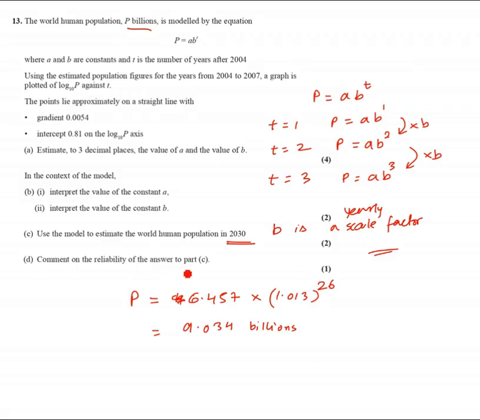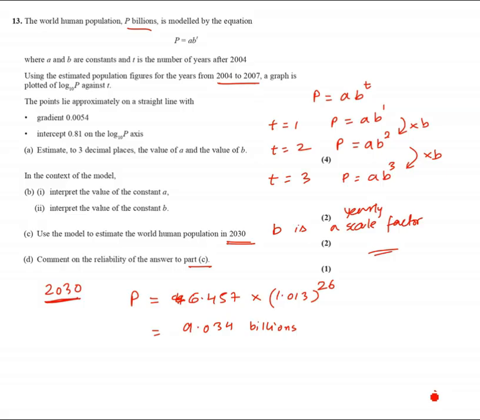Now comment on the reliability of the answer to part c. Now this is in 2030. The data used for the model was only from 2004 to 2007. So it will be difficult to predict if the population will continue to follow this model by 2030. We can say that the model is not reliable because we don't know what will happen by 2030. We only used the data from 2004 to 2007.